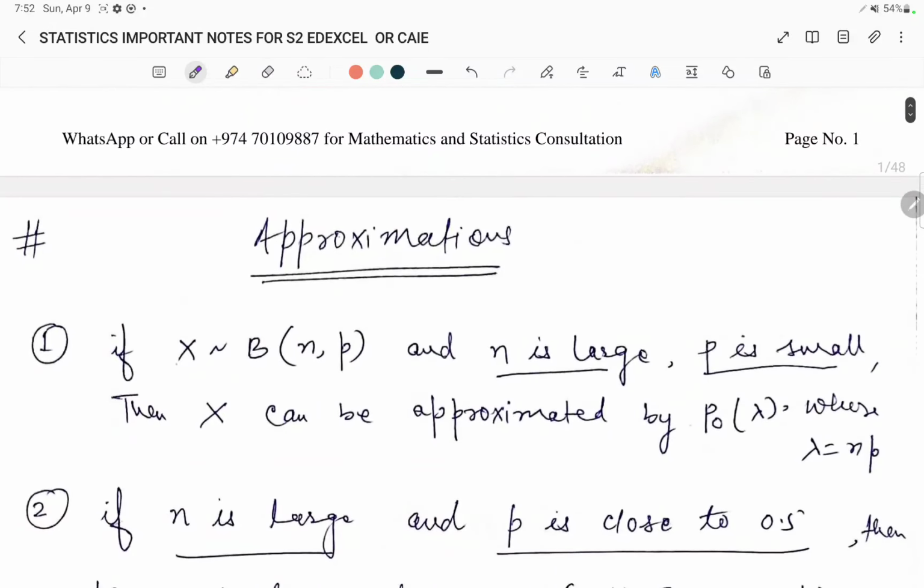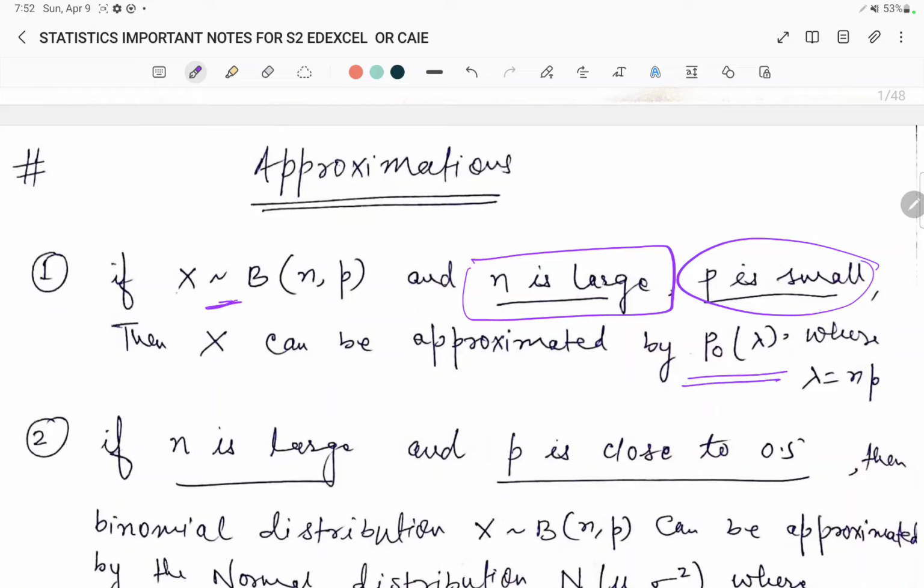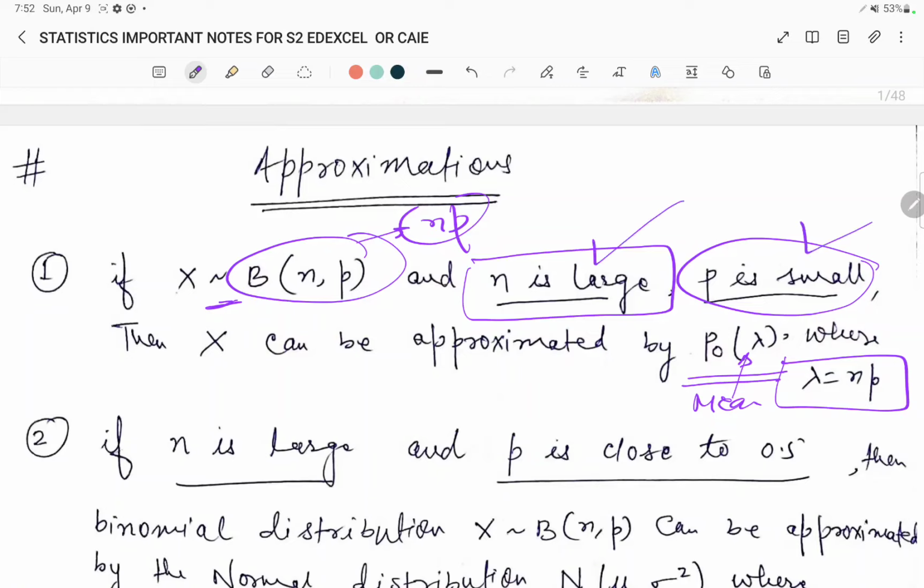Now we need to approximate the Poisson distribution and the binomial distribution according to some rules. If the binomial distribution has n large and p small, then X can be approximated by a Poisson distribution where lambda is np. You know that in the Poisson distribution, lambda is your mean, and how will you find the mean from here? It is np. So lambda is np, that's it. But the condition is if n is large and p is small, then you have to convert to the Poisson distribution.